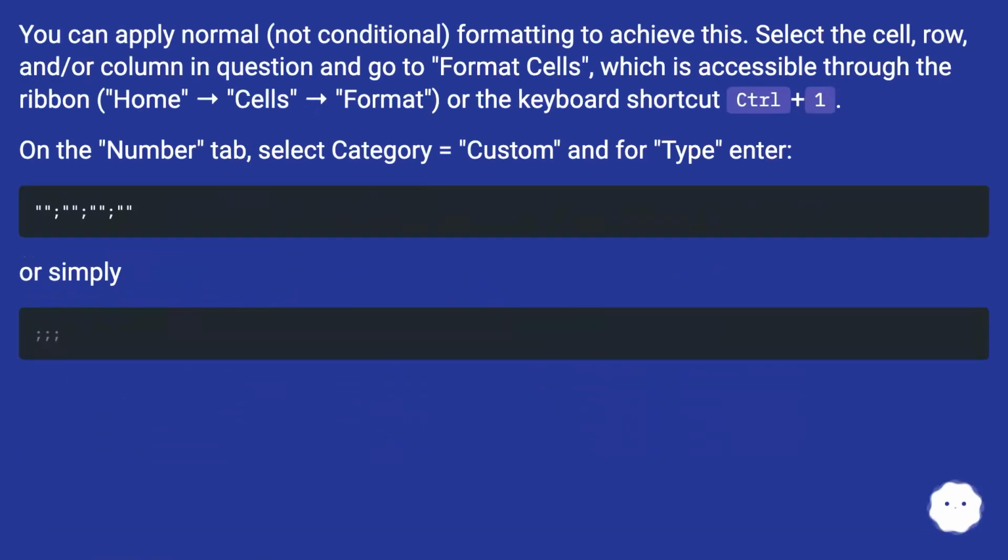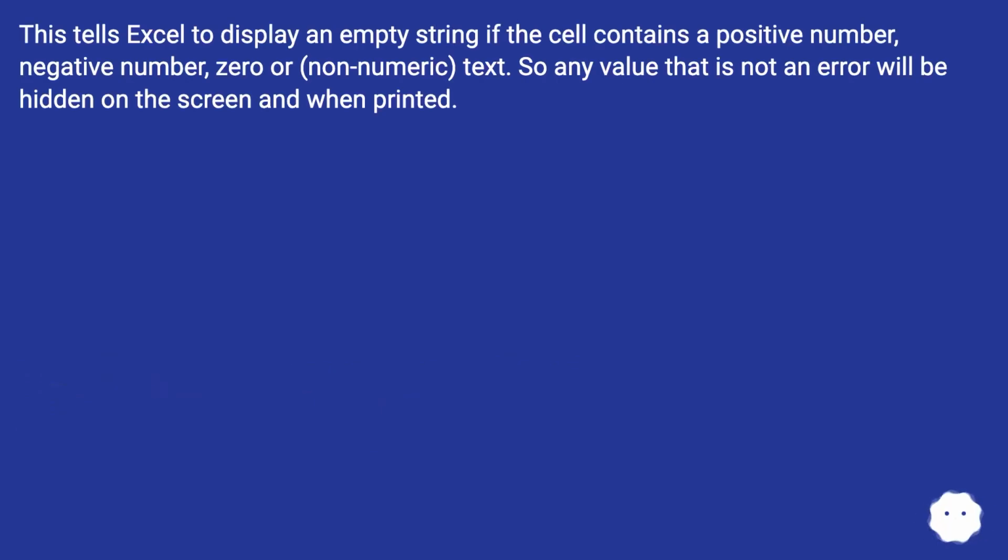You can apply normal, not conditional, formatting to achieve this. Select the cell, row, and/or column in question and go to Format Cells, which is accessible through the ribbon, Home, Cells, Format, or the keyboard shortcut Ctrl+1. On the Number tab, select Category is equal to Custom and for Type enter. Or simply. This tells Excel to display an empty string if the cell contains a positive number, negative number, 0 or non-numeric text. So any value that is not an error will be hidden on the screen and when printed.